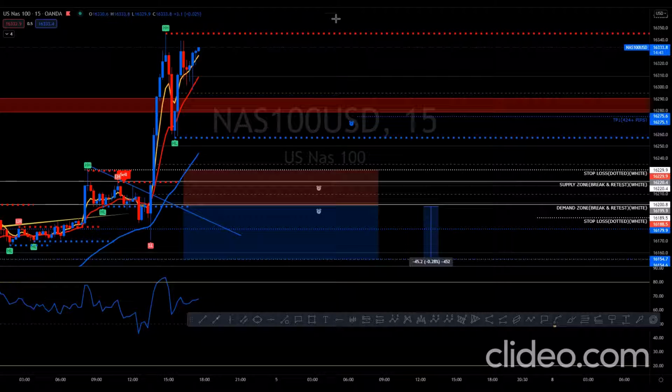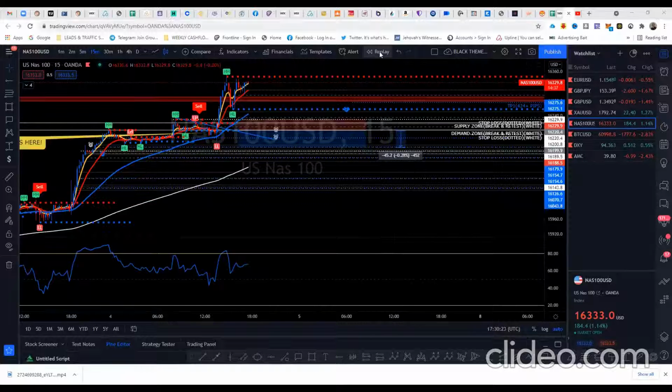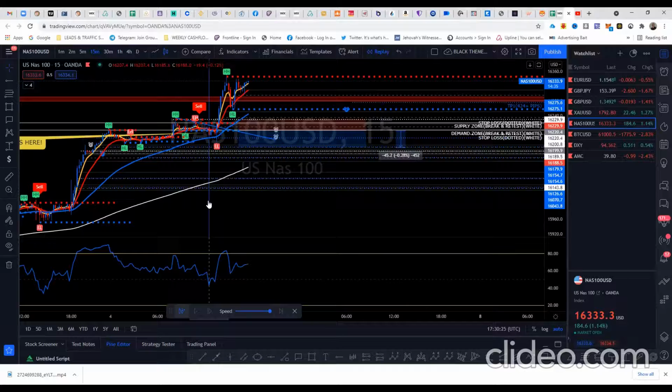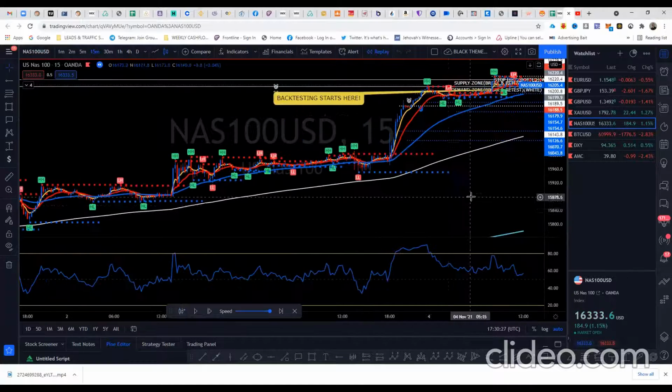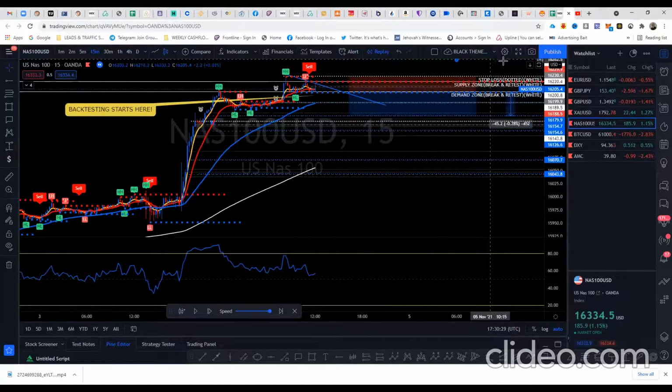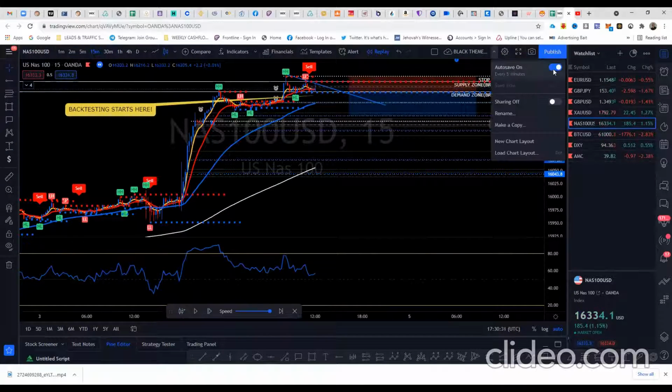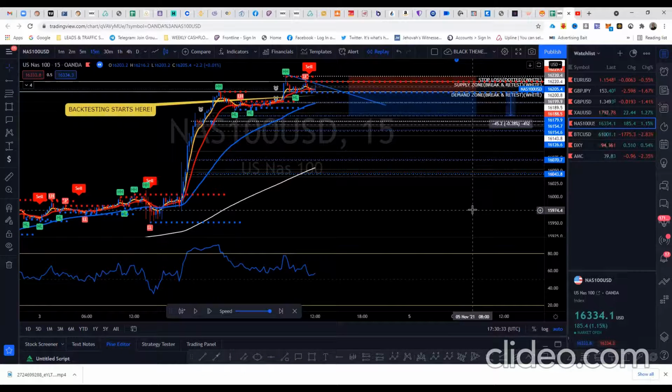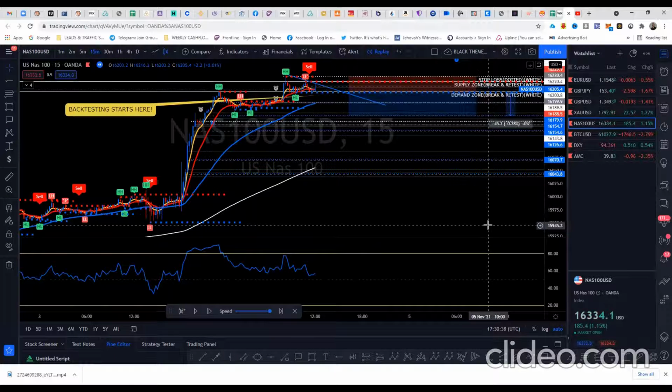Let me go ahead and activate my backtesting tool, and then let me turn off my autosave. I'm going to show you guys exactly how I got to this point. So let me grab my rule paper here.